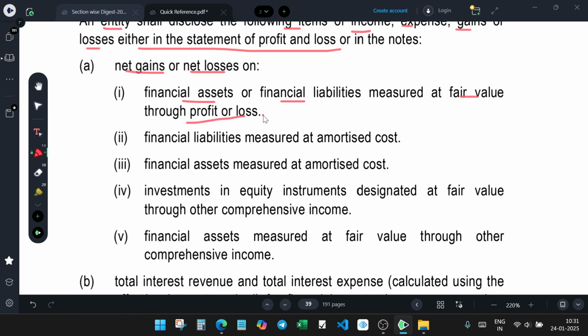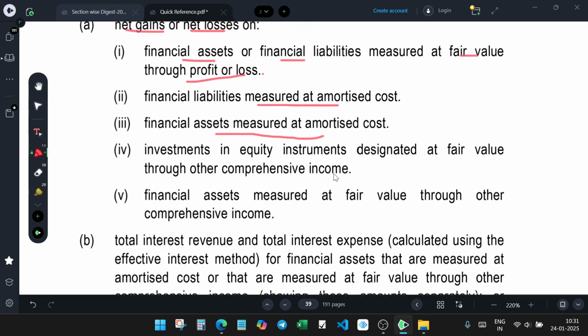Example, what happens? You have an asset at a value of 10 lakhs. Now you're looking at the fair value. The asset is actually not 10 lakhs, it is 11 lakhs, a 1 lakh gain. Sometimes it is 9 lakh, a 1 lakh loss. A financial liability measured at amortized cost. A financial asset measured at amortized cost. Asset and liability at amortized cost. Now, sometimes there won't be any difference, but if there is, that will come into this point.